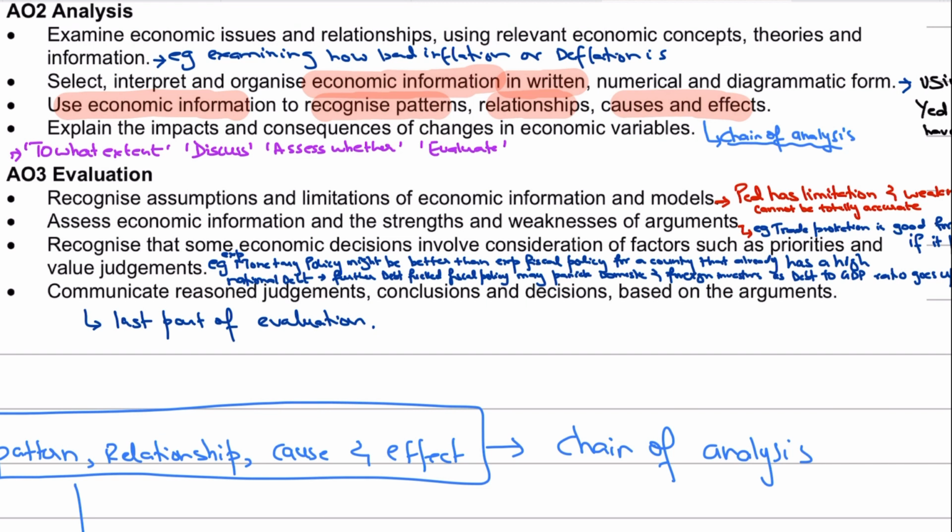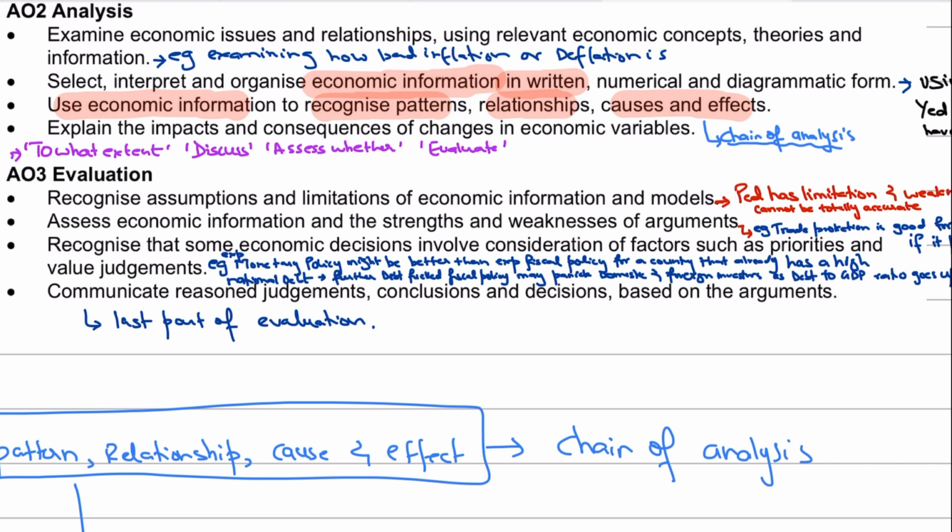So for example, if you're saying that higher inflation reduces standard of living, how does it reduce standard of living? Higher inflation increases cost of living, which causes real incomes to go down, which causes your consumption expenditure to go down, that causes consumers to buy fewer goods and services, which causes a decline in your standard of living as purchasing power goes down. So you're creating a chain of analysis.